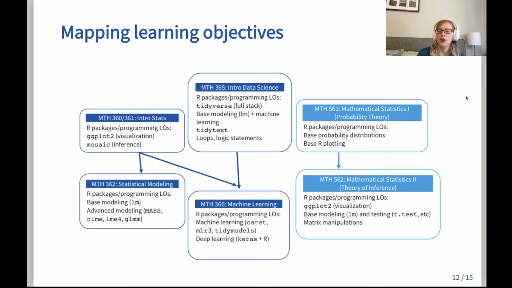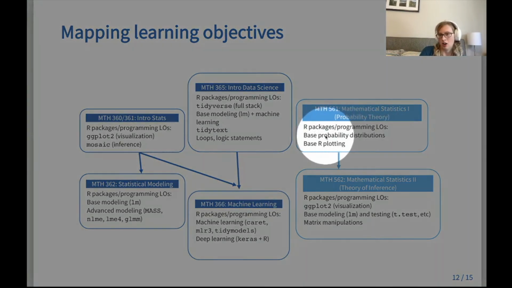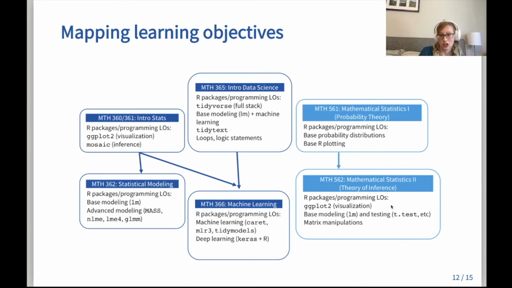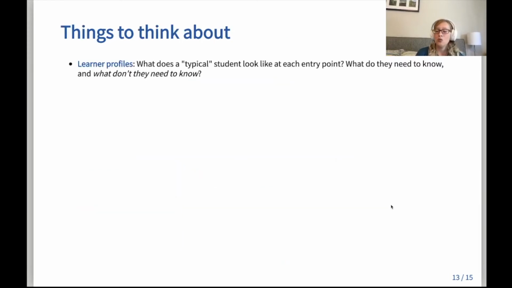We also revisit ggplot a little bit in math stats 2 because that's the point where students are now no longer satisfied with base R programming. So they get a little bit more visualization at this point. They get some base modeling to complement the theory of inference, the math part of the course. They also get some matrix manipulation content here as well. So that's how we've structured our course using this backward design thought process.